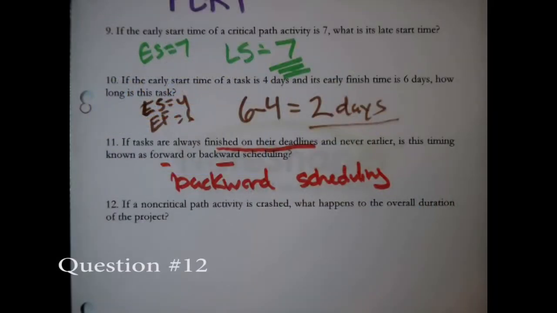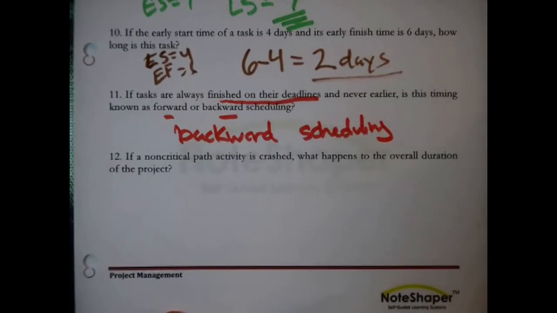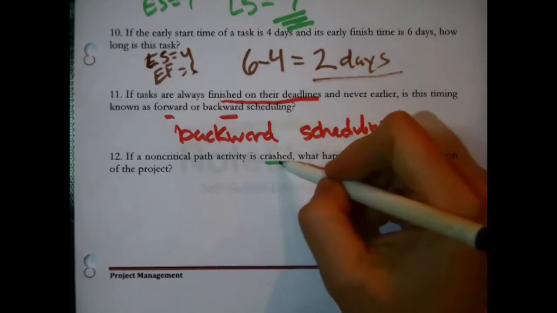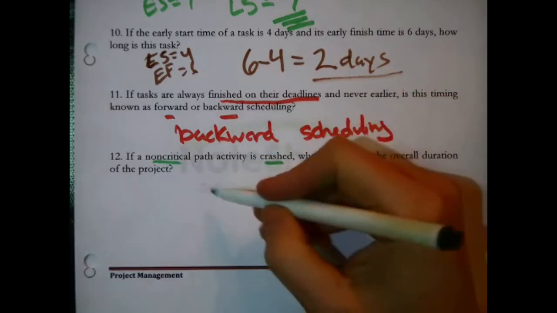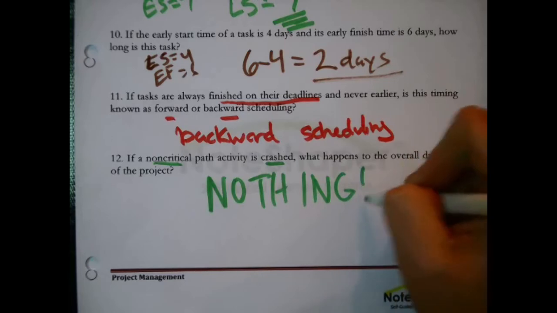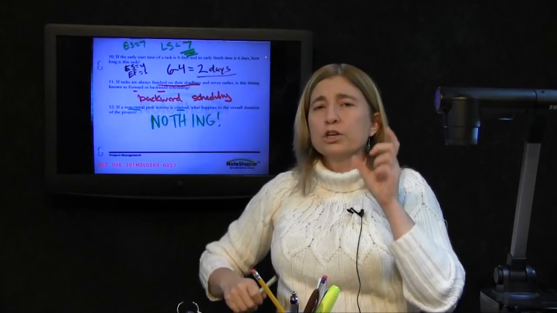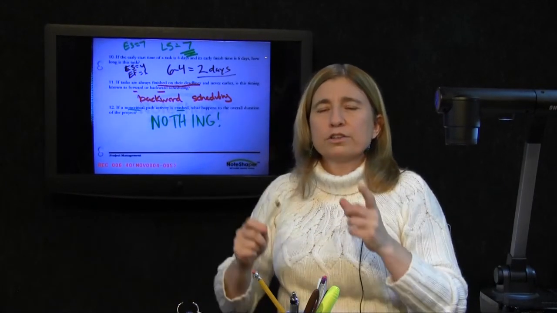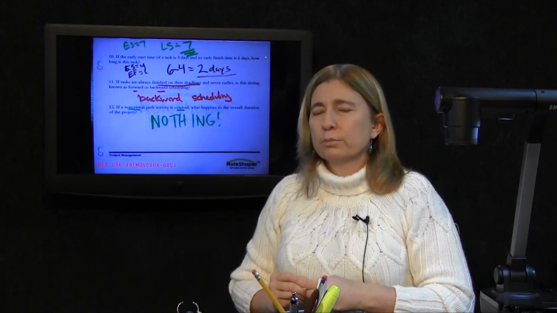All right. If a non-critical path activity is crashed, what happens to the overall duration of the project? If a non-critical path activity is crashed, nothing. You can be guaranteed that. Crashing, shortening a non-critical path activity does not affect the duration of the project. Only tackling critical path activities.